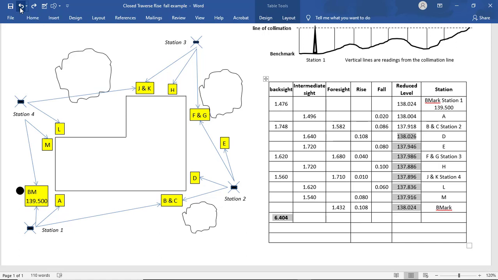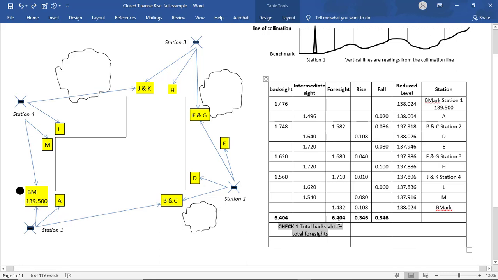I think the calculators give you better accuracy. All right, then we add up our total backsights in that column. That's the total for that column there. Then we do total foresights, total rises, total falls, and then our first check is total backsights minus total foresights, which is 6.404 minus 6.404, and that gives us 0.